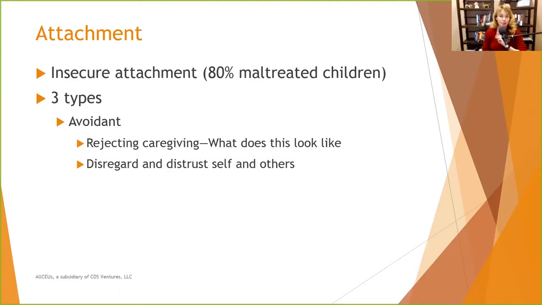There are 3 types. Avoidant attachment means they reject caregiving. They don't want you to mess with them. They want you to leave them alone. And they disregard and distrust not only other people, but also their own internal cues. So they don't know what they feel. They don't trust their own gut, but they certainly don't trust anybody else. Thank you very much. So just get the heck away.